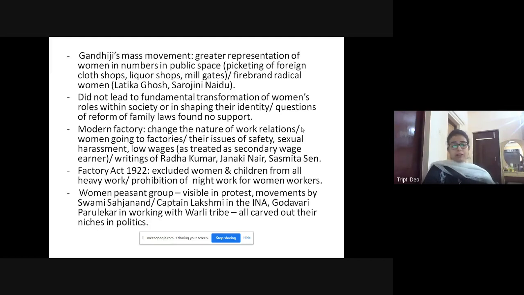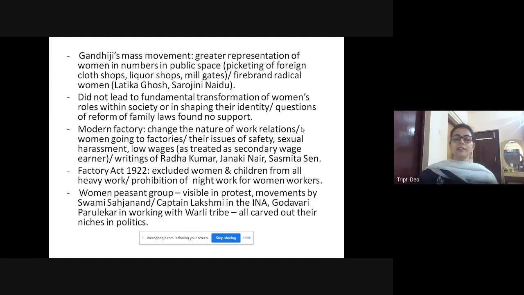In fact, the reform of family laws was never accepted. That within a family, the position of a woman, what a woman should be expected to be. Now, these were things that affected women directly and indirectly, more directly, but they were not being debated or talked about. So questions of reform of family laws, for example, found no support. They found support from nobody, no organization or political party at this point of time. So these were things that were happening around the women's issues.